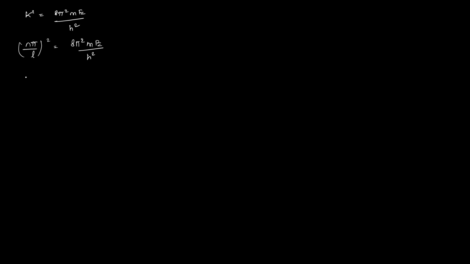So if you see now, if you write this, it is going to be n square pi square by l square is equal to 8 pi square m e by h square.